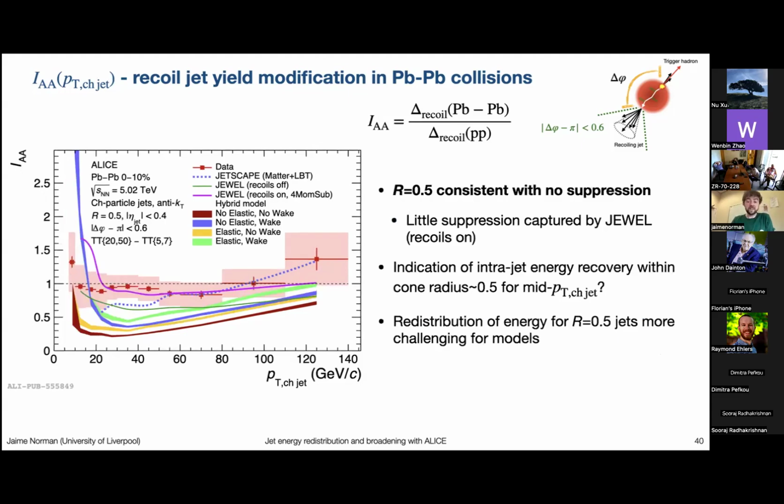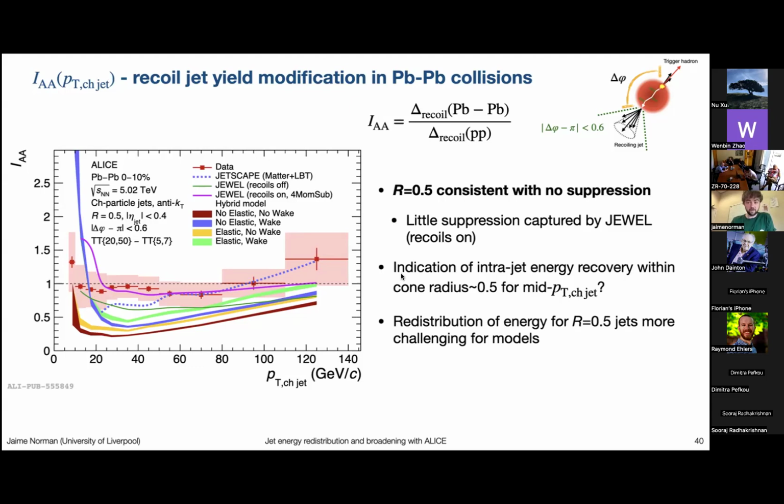As we go to our wider jets, R equals 0.5 jets, we see instead that the IAA is consistent with no suppression over the full PT range. So this little suppression is captured by JEWEL, going to higher PT with recoils on. So this is perhaps an indication of intrajet energy recovery. As we increase the cone radius, we may be recovering some of this lost energy. Although the redistribution of the energy for R equals 0.5 jets is more challenging for models, so we don't see this rise.